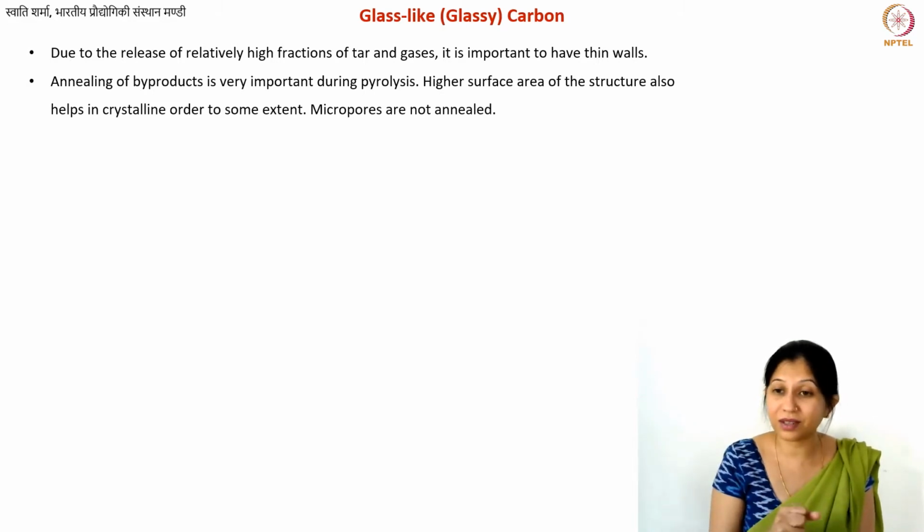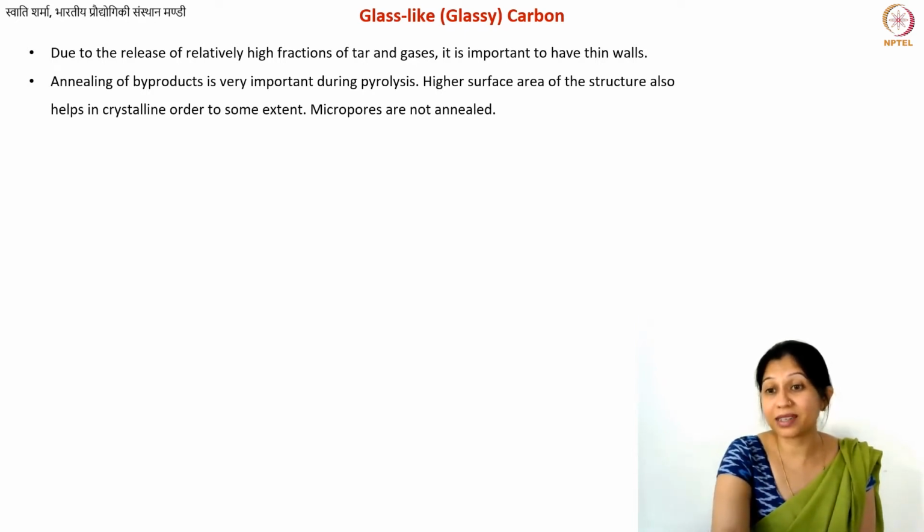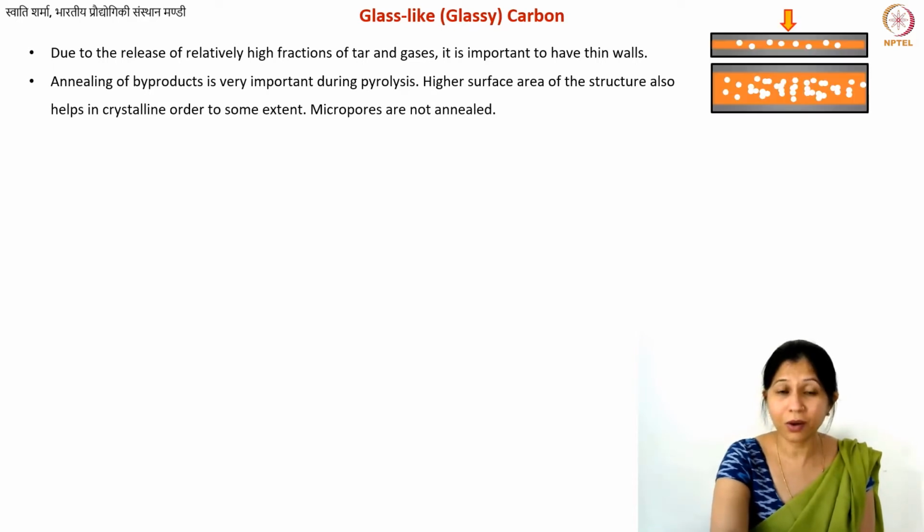So all of these things, where will they go? The fraction of these byproducts is much higher in the case of glassy carbon production compared to graphite production, because graphite is already prepared from high carbon containing pitch and coke-like precursors. Okay, so now what is the challenge here?